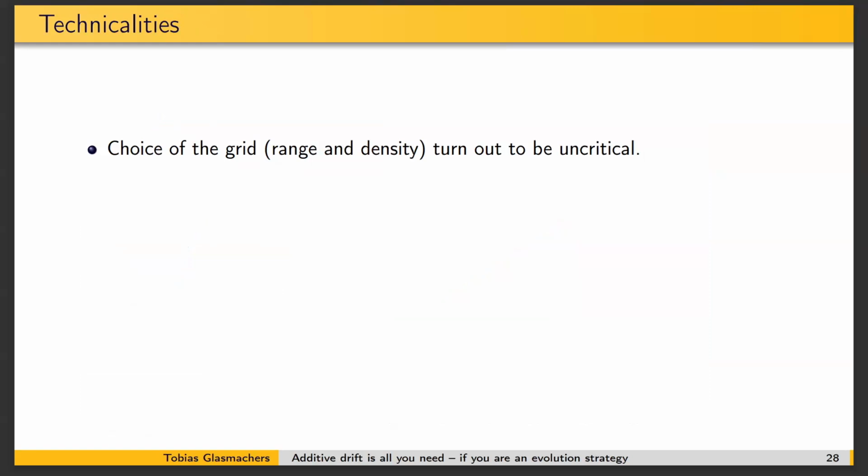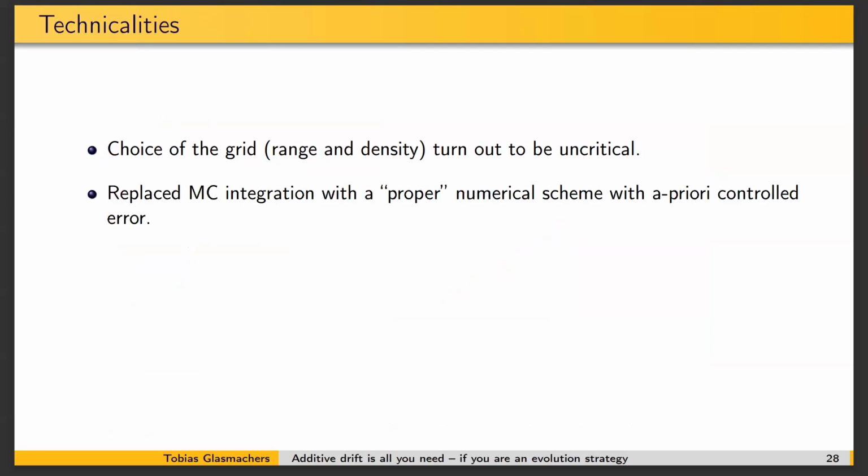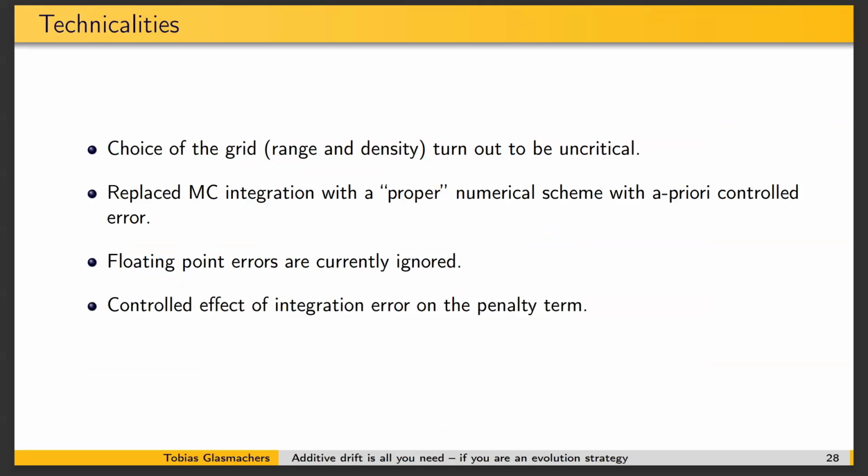So one thing that's nice is the choice of the grid turns out to be rather uncritical. We replaced the Monte Carlo approximate integration with something better to really get a priori bounds. We are currently ignoring floating point errors because they are small anyway compared to the integration errors. And we can actually propagate our errors from all these expected values to the penalty term. So I can tell that my penalty term is really in some sense close to optimal on the grid.